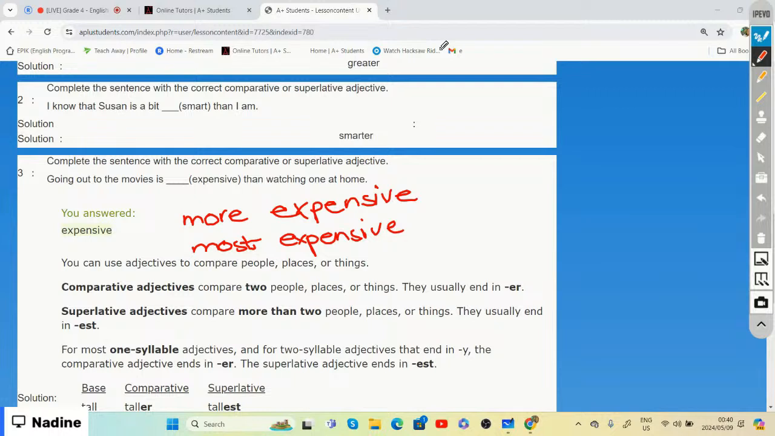All right, so we can then say going out to the movies is more expensive than watching one at home. And as you can see, we added either more or most in front of the adjective, because expensive has got more than one syllable. So with the comparative adjective, we add more, and with the superlative adjective, we add most in front of that word.